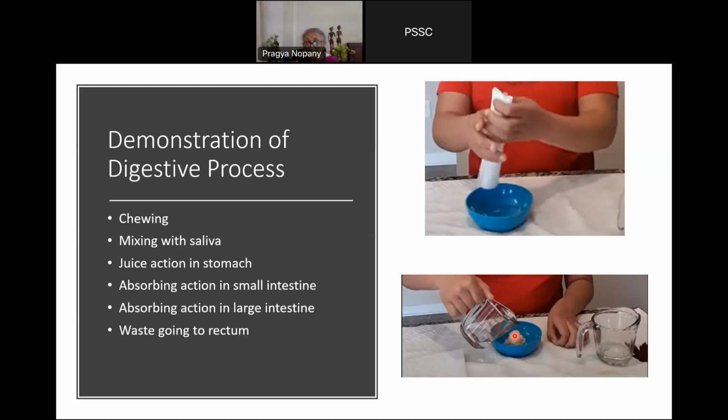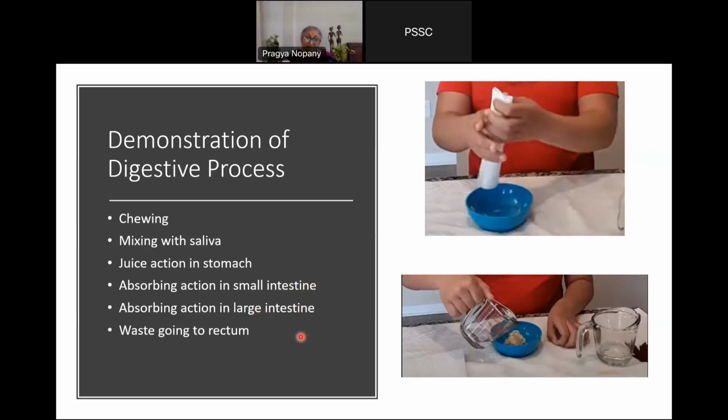And now these pieces will be absorbed in the small intestine, and then some part will be absorbed in the large intestine, and the part which the body will just not be able to use goes to the rectum. The parts which have been absorbed by the small intestine and by the large intestine change into the form that the body can use.